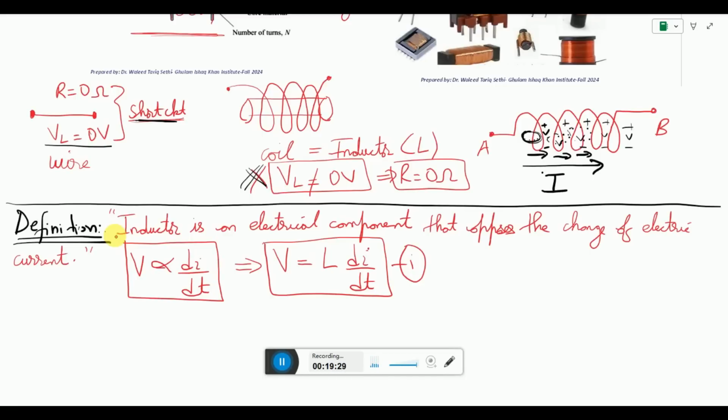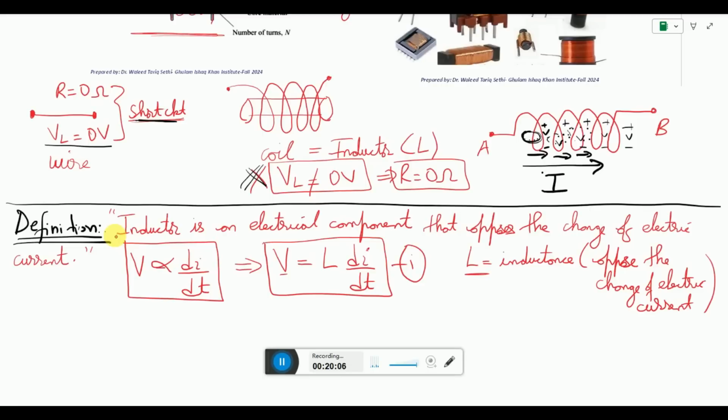Now in this equation, we know that di by dt is the change of current which produces the induced voltage. But what is this L? This L is the inductance of the inductor, similar to the resistance of a resistor. This inductance L is responsible for opposing the change of electric current. So this is the term that was mentioned in the definition.